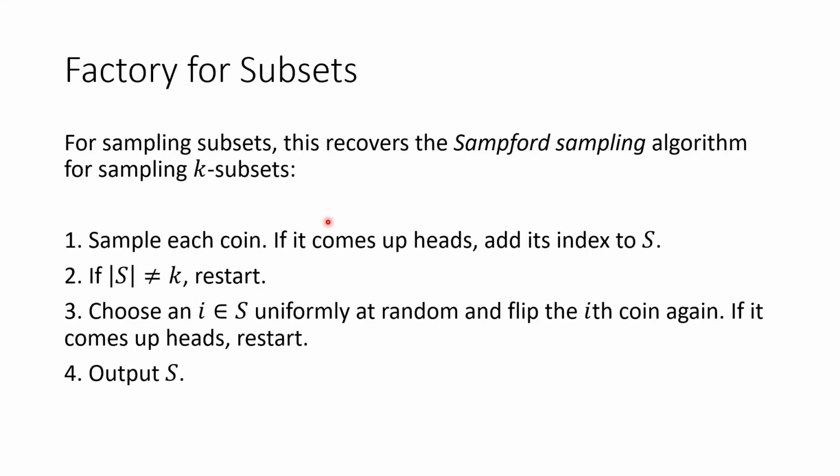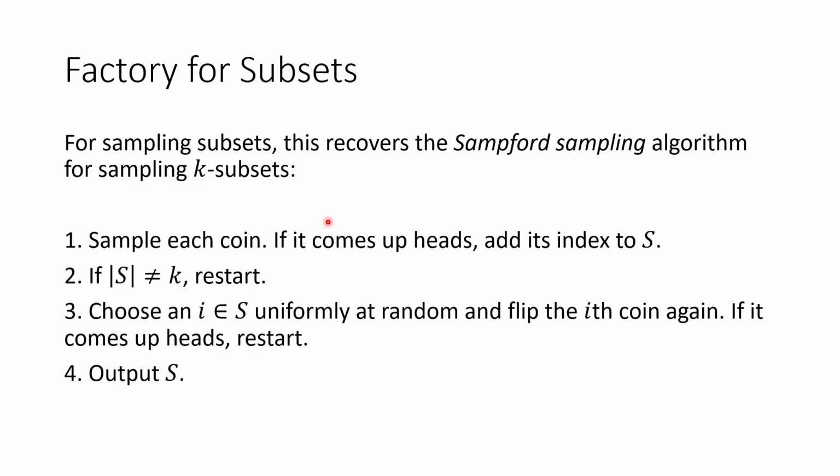All right, finally, to close off this talk, I want to present 2 specific factories that we can get from the previous methodology. The first will be a factory for sampling subsets of size exactly k. And the second is going to be a factory for sampling matchings, or permutations. So the first, like I said, is a factory for sampling subsets of size k. This procedure is already known, actually, in the statistics literature. It's called Sampford sampling. So we recover the Sampford sampling algorithm.